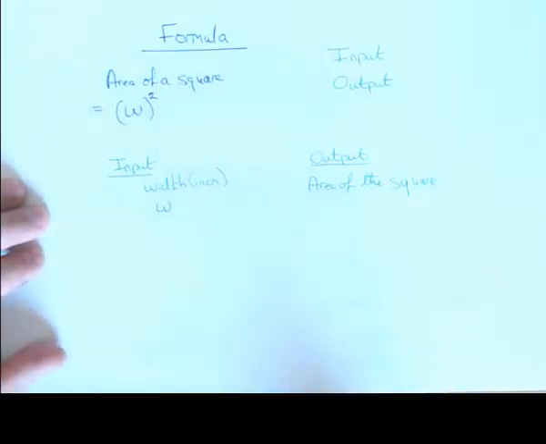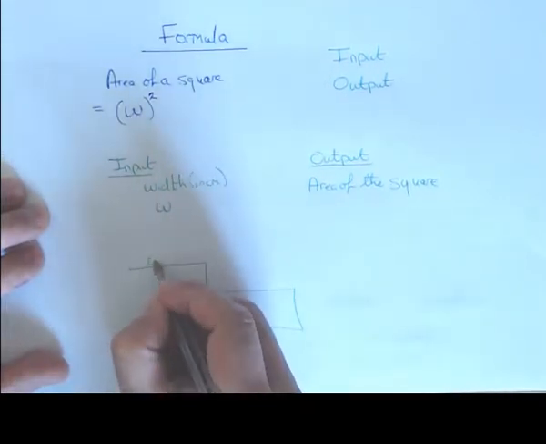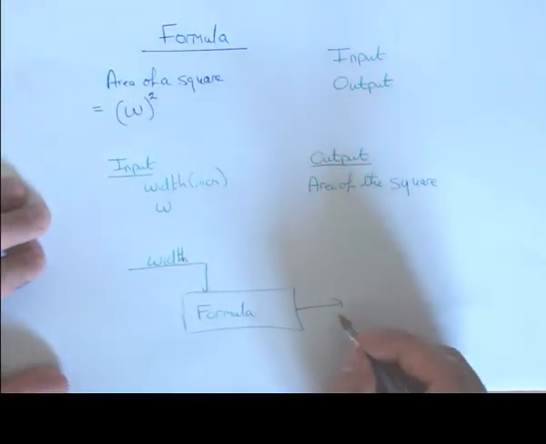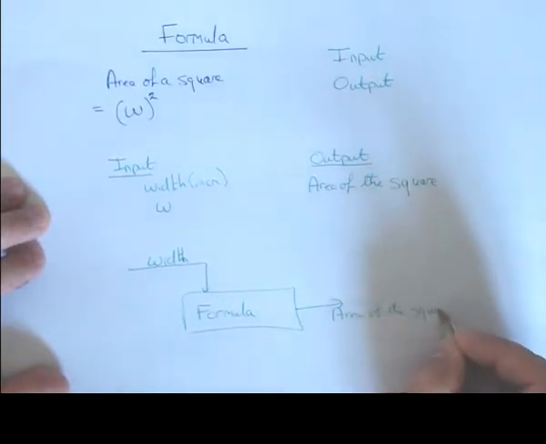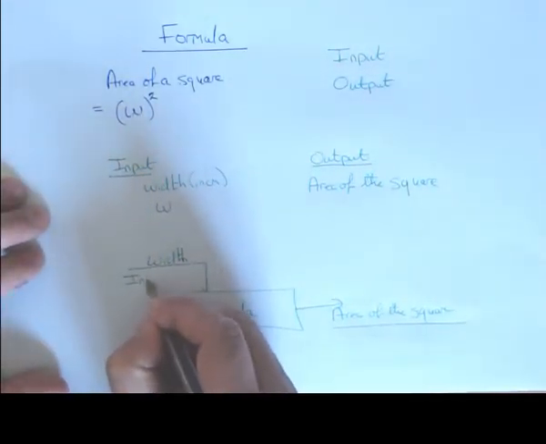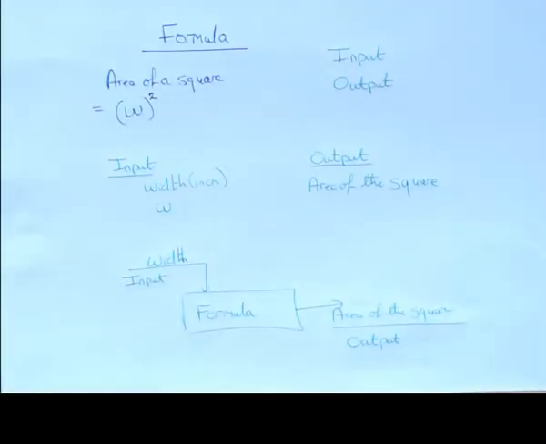So what I want you to think about here is we have an input into a formula. The input in this case is the width, and the output is the area of the square. So this is what you get with formulas. You have an input and you have an output, and that's all there is to it. This is a simple idea. You already know what a formula is, which is why I'm using this, but I want you to think about it in terms of having an input to the formula and an output from the formula.